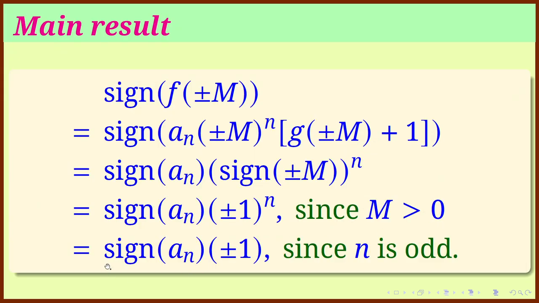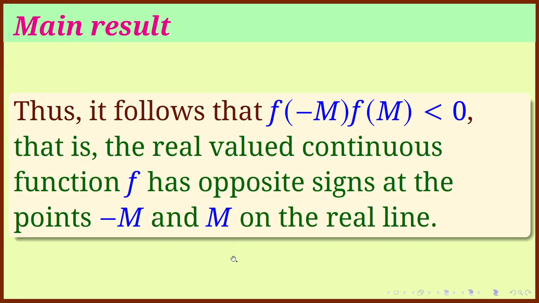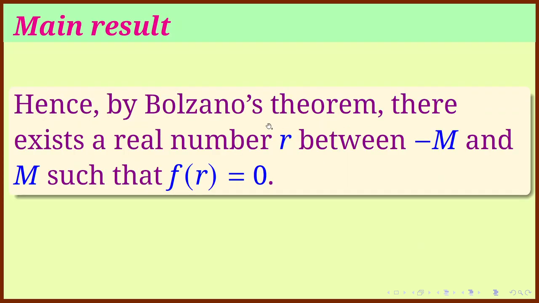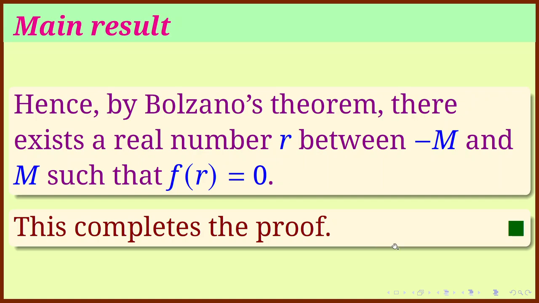So we get it from here. Now we can apply Bolzano's theorem. Hence, by Bolzano's theorem, there exists a real number r between minus m and plus m such that f(r) is equal to 0. So this r is that real root of the polynomial. This completes the proof.